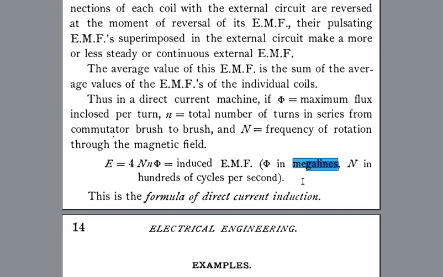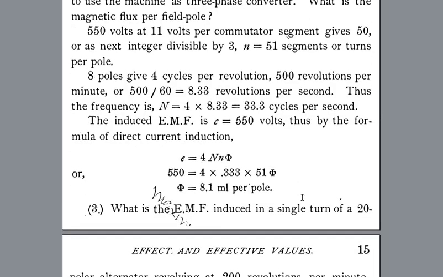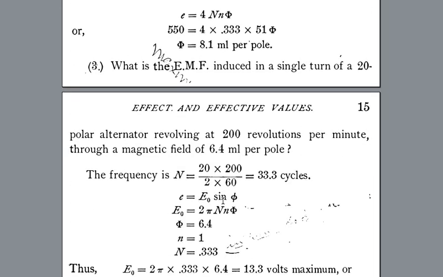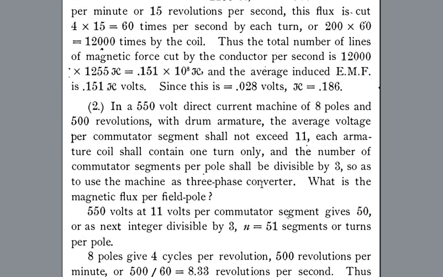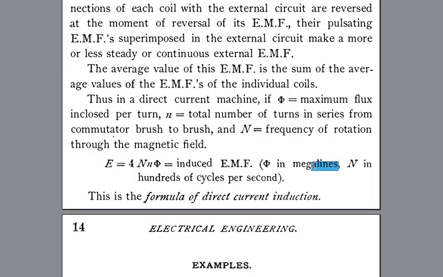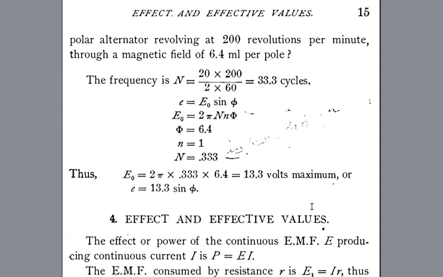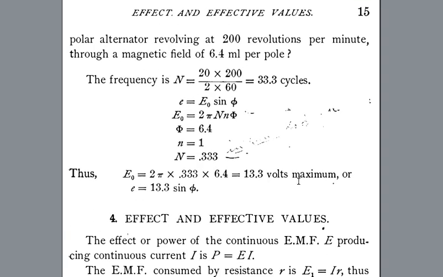Example 3. What is the electromotive force induced in a single turn of a 20-pole alternator revolving at 200 revolutions per minute through a magnetic field of 6.4 megalines per pole? The frequency is n equals 20 times 200 over 2 times 60 equals 33.3 cycles. Now e equals E0 sine θ, and E0 equals 2π nNφ, with φ equals 6.4, N equals 1, and n equals 0.333. Thus, E0 equals 2π times 0.333 times 6.4 equals 13.3 volts maximum, or e equals 13.3 sine θ.